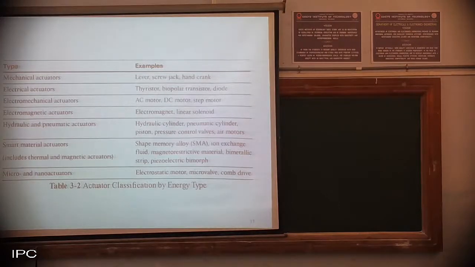Then the electromagnetic actuators. Electromagnetic actuators are electromagnets and linear solenoids. All these solenoids we can normally use for agricultural purposes, smart farming, and even wherever fuel flow kind of applications are there, we can use them. So this comes under the electromagnetic actuators.